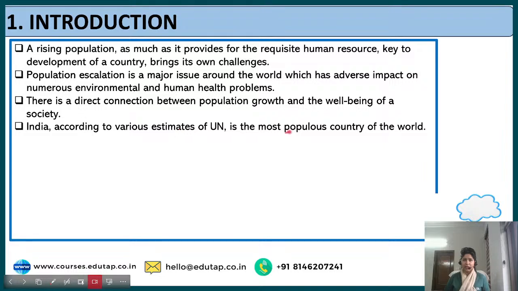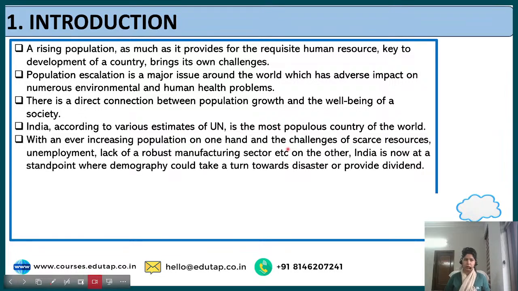So India, according to various estimates of the UN, is the most populous country of the world, with an ever increasing population on one hand and the challenges of scarce resources. That's the first challenge. Unemployment second, lack of robust manufacturing sector, etc. on the other. You can write as many challenges as you want to. Don't feel that this is a statement created by some AI expert. This is a statement created by humans, by somebody who would have the IQ of your level. So just see how the statement is being framed: ever increasing population is on one hand, and on the other hand you have challenges coming out of those.